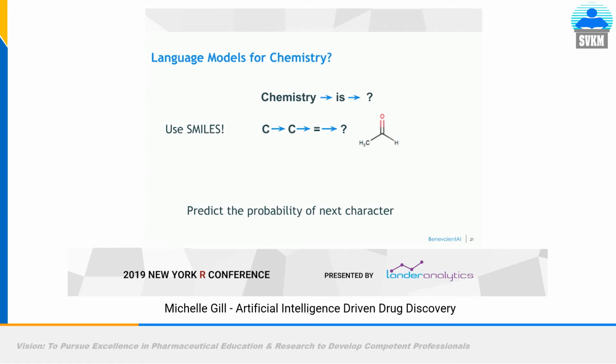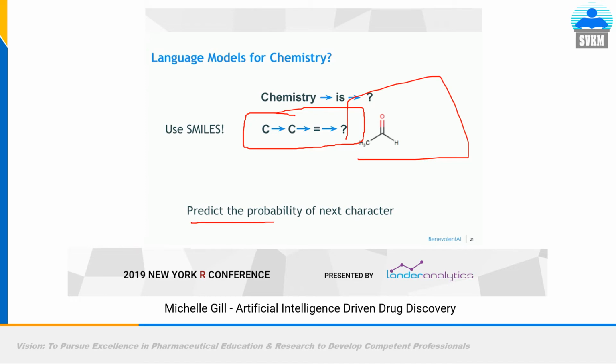So, a language model for chemistry. Here you understand it like a sequence of letters or words. Again, based on the probability of what will come after this carbon and double bond, it will give the probability of the particular option. So here also the task is to predict the probability of the next character.